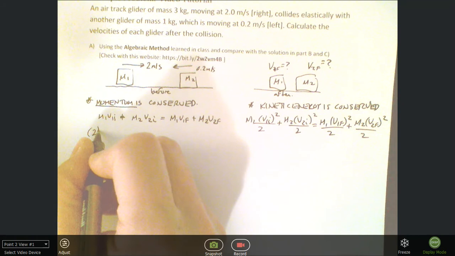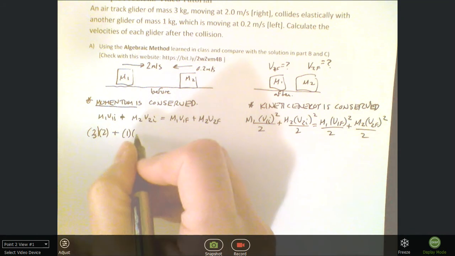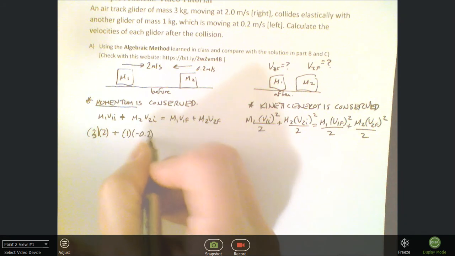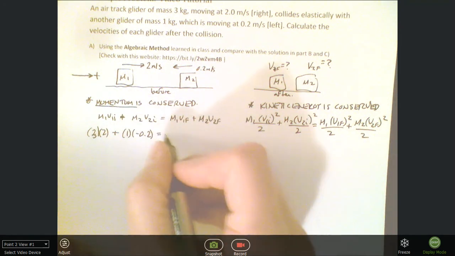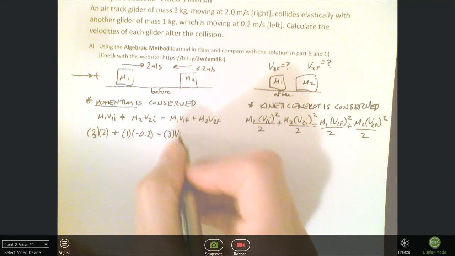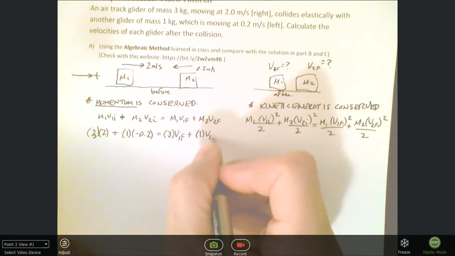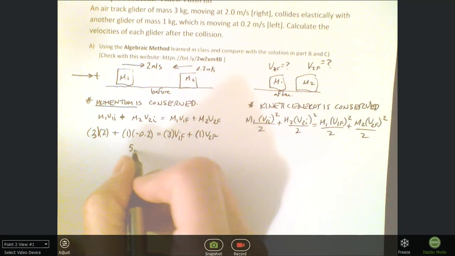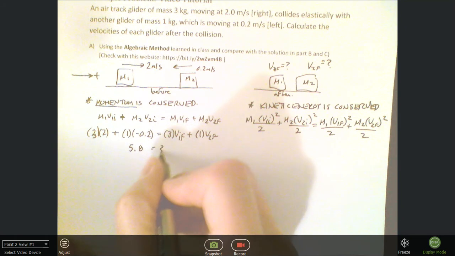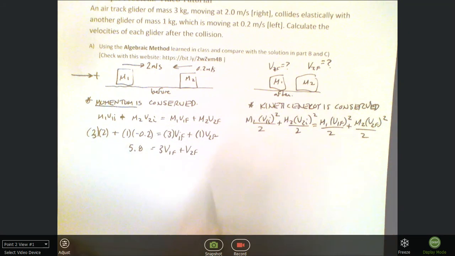3 times 2 plus 1 times negative 0.2. So we're assuming that this direction is positive, equals 3 times v1f plus 1 times v2f. So this is 6 minus 0.2, which is 5.8. Okay, so there's our one equation.